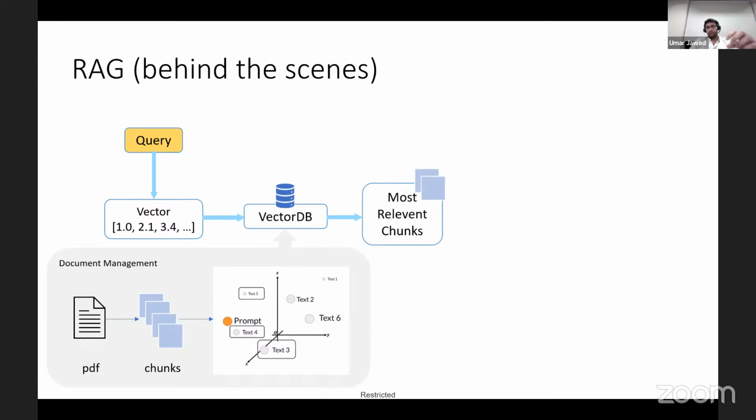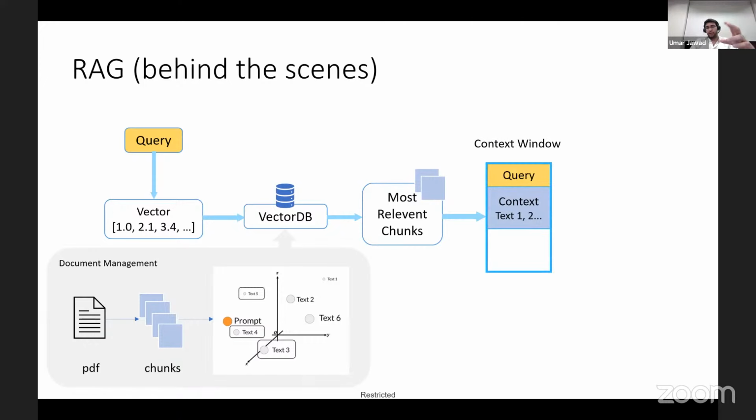Once you have those most relevant chunks, they are passed to the context window. For those who are not aware, LLMs don't have infinite memory. LLMs can ingest about 4,000 words in one go. They don't even have that memory for the chat. So when we are chatting with ChatGPT, it feels like it remembers what we are saying.